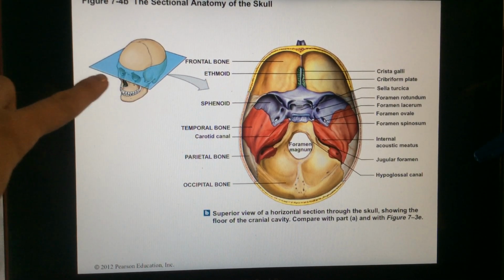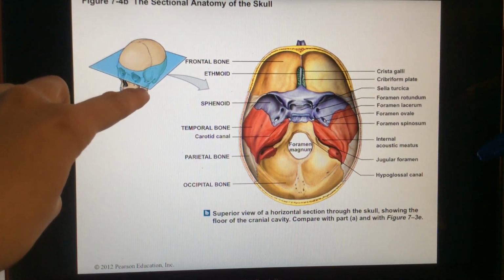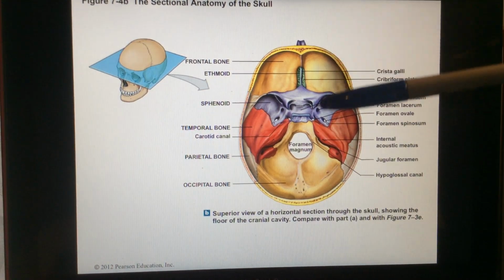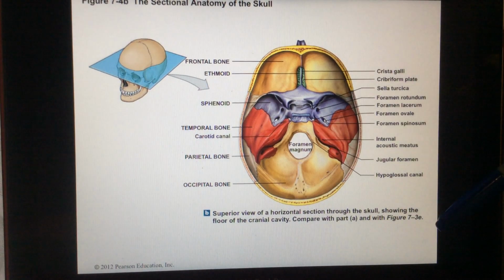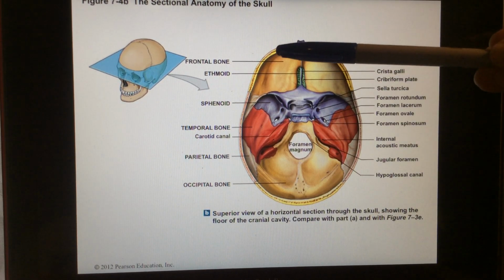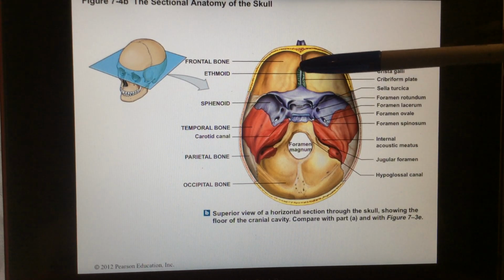So here you can kind of see they've cut the skull top to bottom, so it's a transverse horizontal cut, but this is the superior view, so you're looking down in it. So I think this is a really good image to look at when you're learning your foramen, so that you can really get it down pat, be able to refer back to these images so that you can feel confident in finding these structures, because it's going to help.